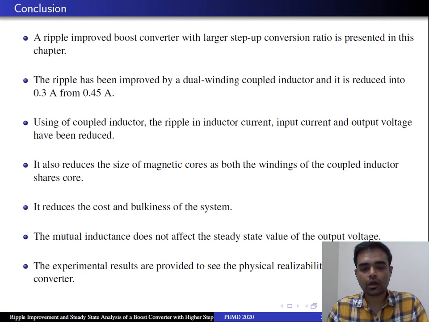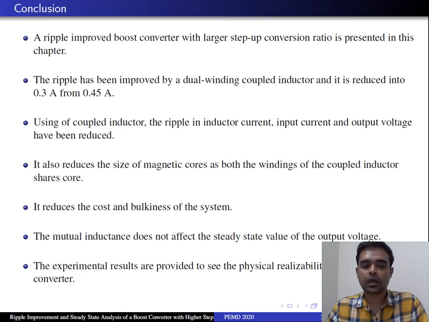So what have we achieved from this converter? One thing we must conclude is that this converter has a larger step up conversion ratio than the conventional boost converter, and if you use a dual winding coupled inductor, the ripple can be reduced. The tighter the coupling you use, the lower the ripple will be.